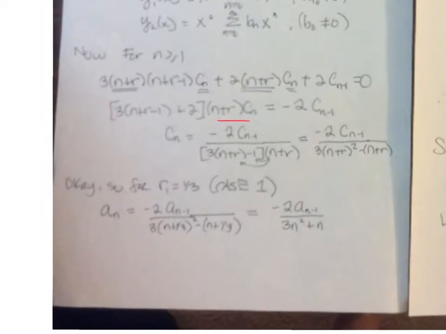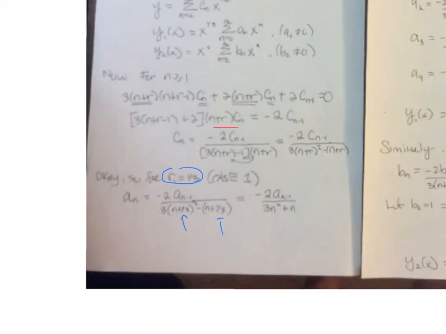We know r1, so there's two cases because I have two r's. If r1 is a third, which is case 1, I'm going to use this recurrence relation. Notice my cn minus 1s become an minus 1s. All I did was substitute a third for r, n plus a third. And again, I just simplified a bit, probably FOIL and multiply this in, and combine like terms. So that's where I got this from.